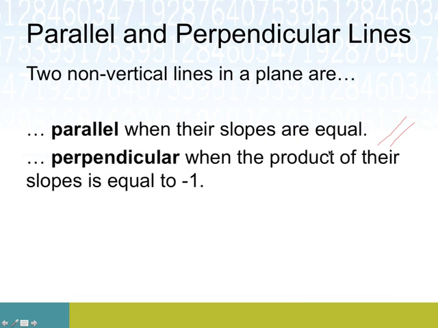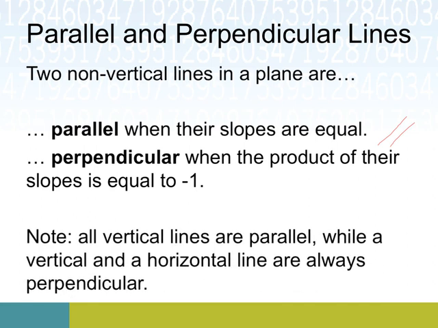And then they're perpendicular. This is slightly more complicated, but it's when the product of their slopes is -1. If you recall, product just means that this takes the two values and multiplies them together. So you have a slope 1, a slope 2, multiply them. If you get -1, then you have perpendicular lines.